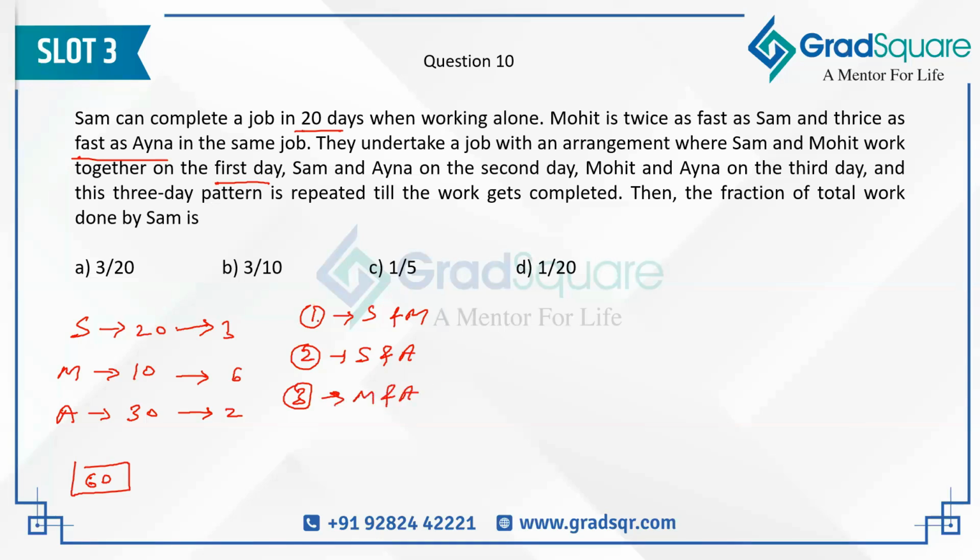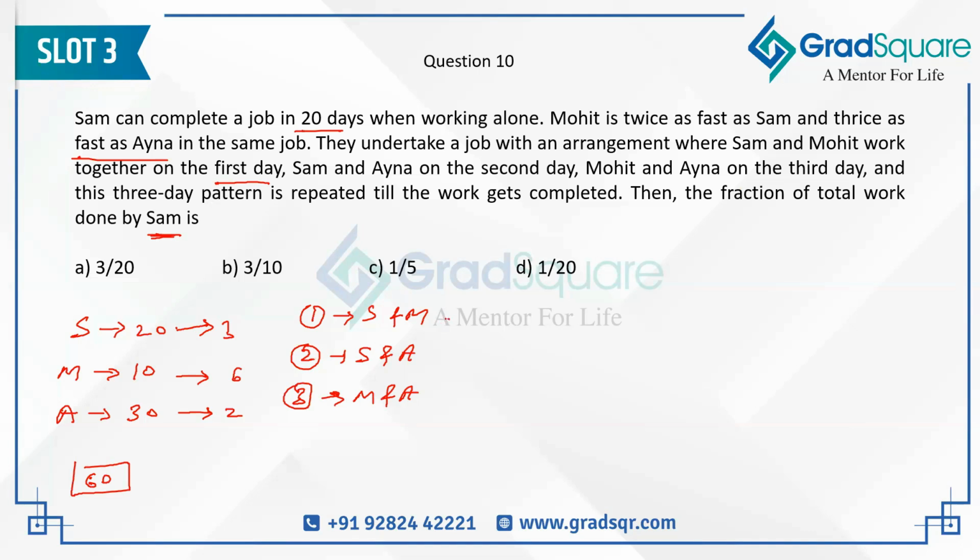So if you look at a bunch of 3 days, everyone would have worked for 2 days. And this 3-day pattern repeats until the work gets completed. Then the fraction of the total work done by Sam. Sam has done a total of how much, what fraction of work, is what the question is talking about.